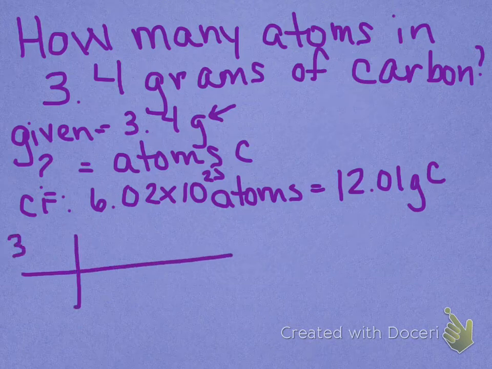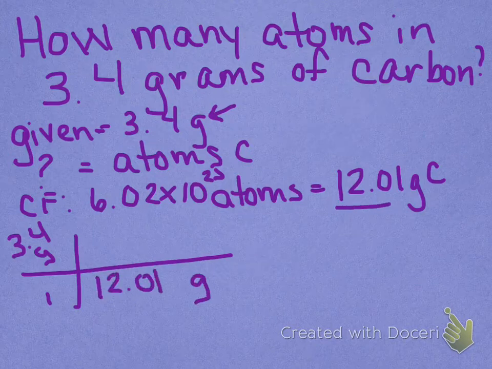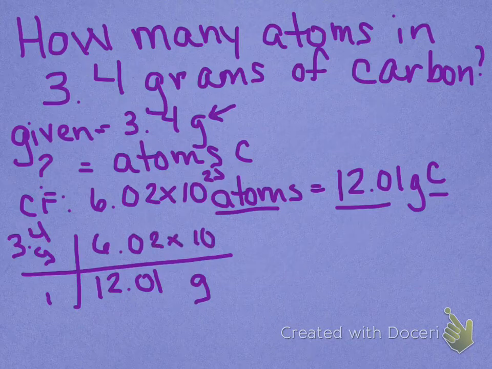So let's set this up. Always, given goes here. So 3.4 grams. In this case, we want grams on the bottom. So 12.01. I got that from looking at the periodic table for carbon. And then on the top is going to go 6.02 times 10 to the 23rd atoms.